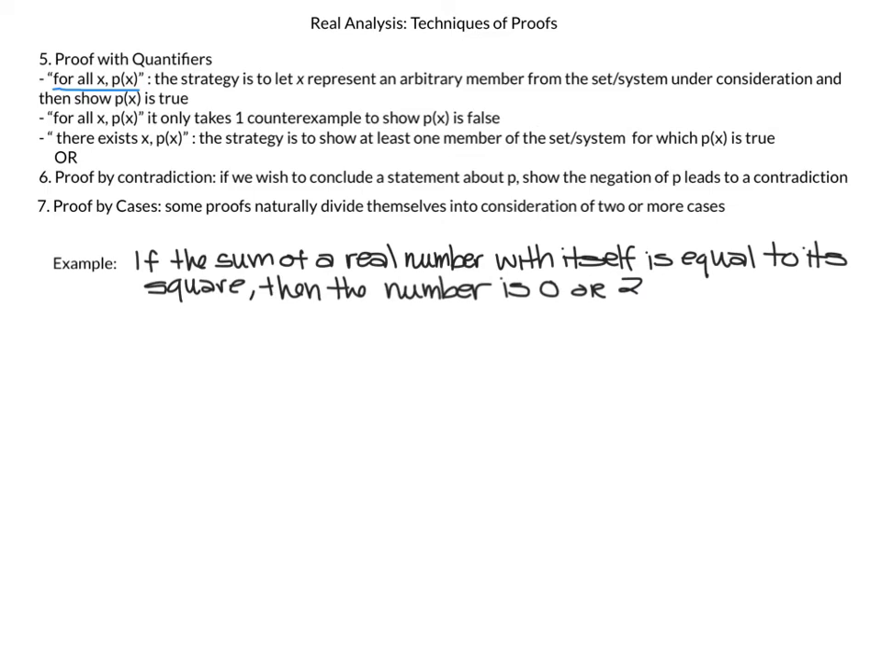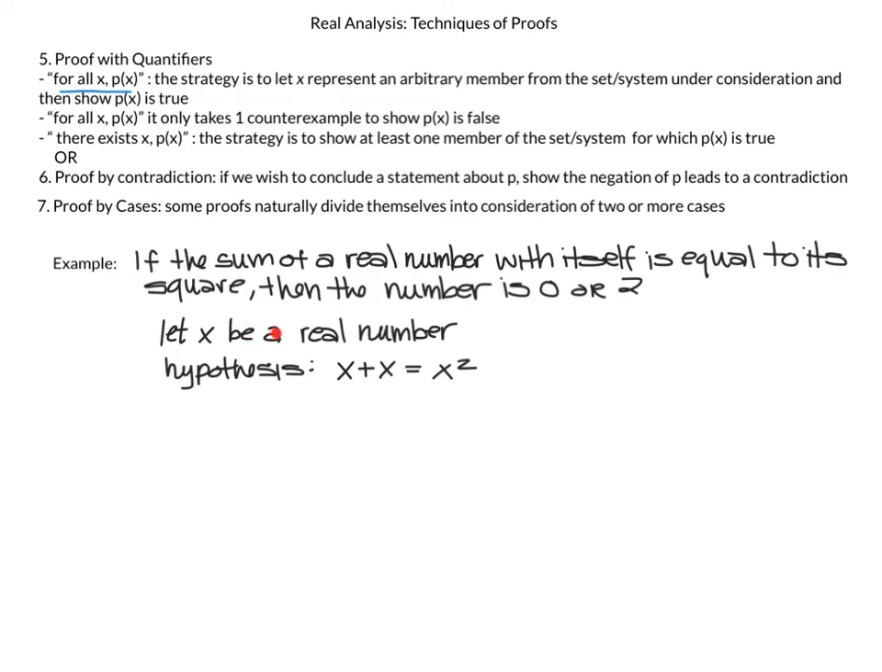Our first example: if the sum of a real number with itself is equal to its square, then the number is 0 or 2. And this is an example of a for all. Actually this one's straightforward and easy enough. You may not think about this, but the for all is implied because we're talking about any real number, or all real numbers. If the sum of the real number with itself is equal to its square, then we have a conclusion. So in this statement, the for all x is implied. It's trying to make a statement about all real numbers.